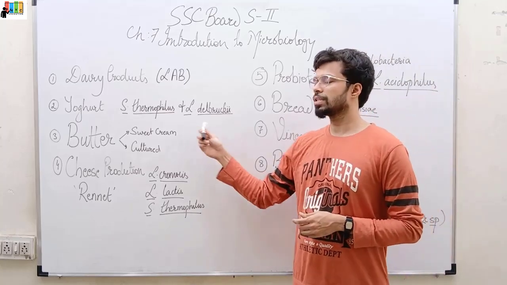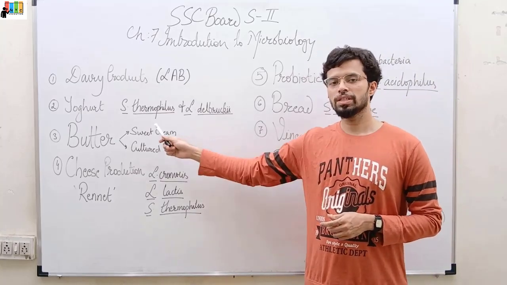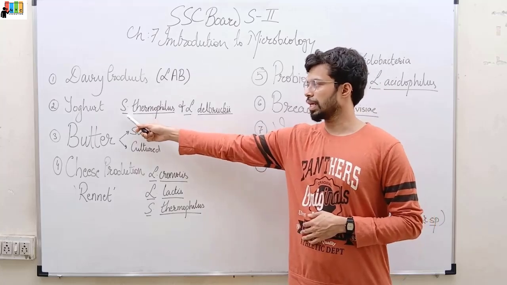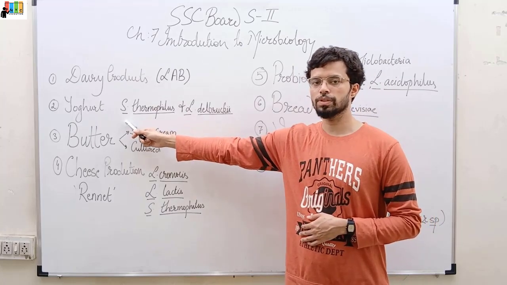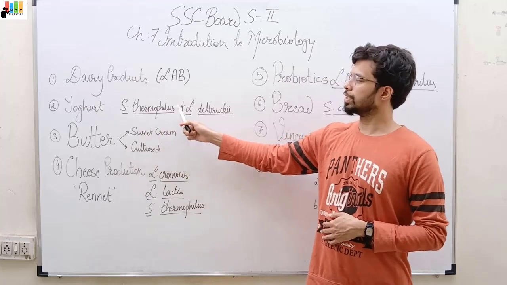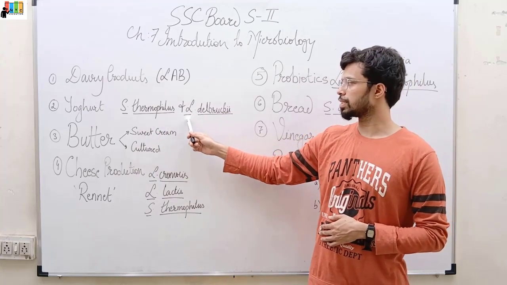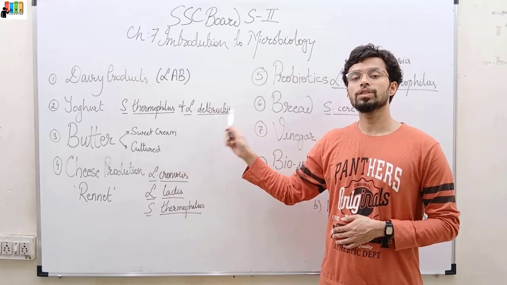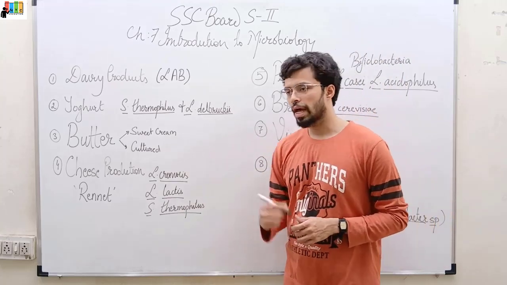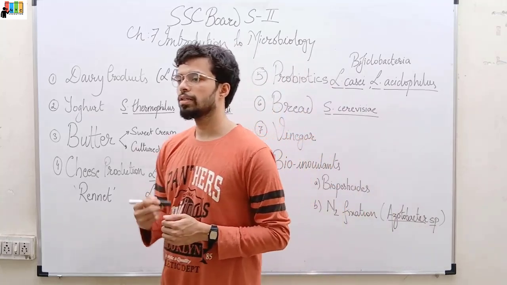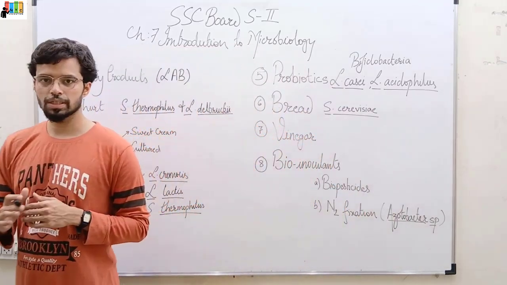Here there is a convention of underlining the genus and the species. This S stands for the genus Streptococcus, and thermophilus is your species. Similarly over here, this is your genus Lactobacillus and delbrueckii is your species. So you underline that. As I told you, for curdling, that is yogurt, basically it is nothing but curd.